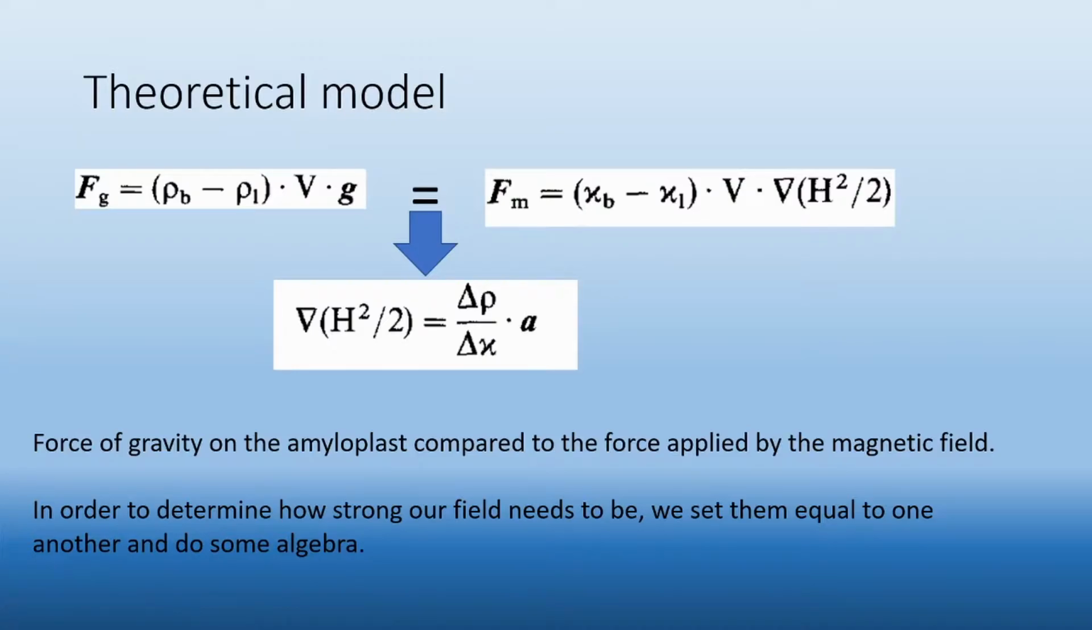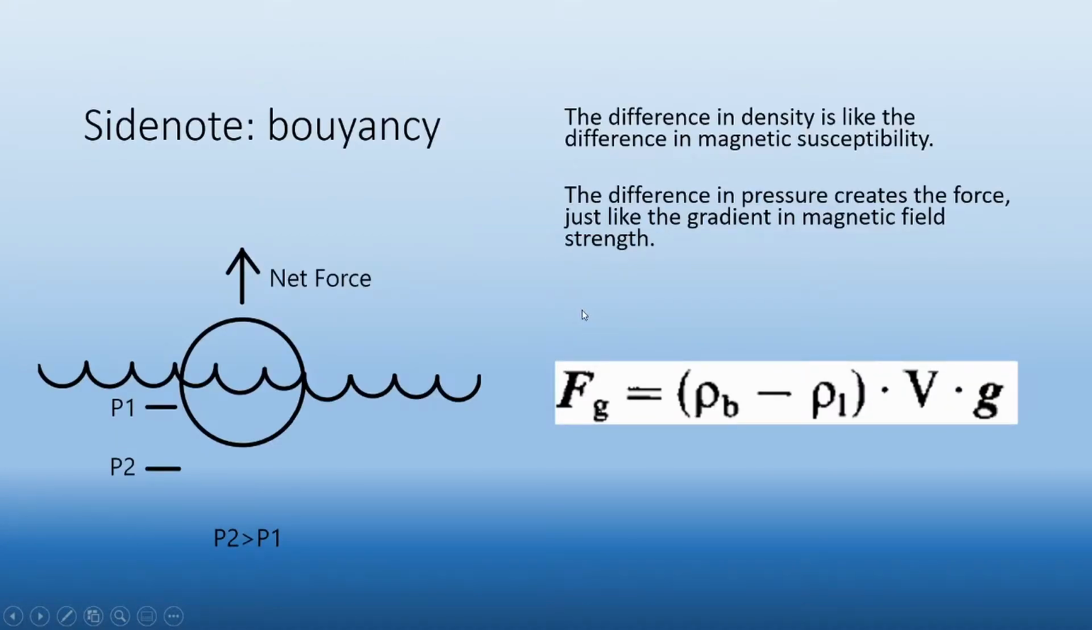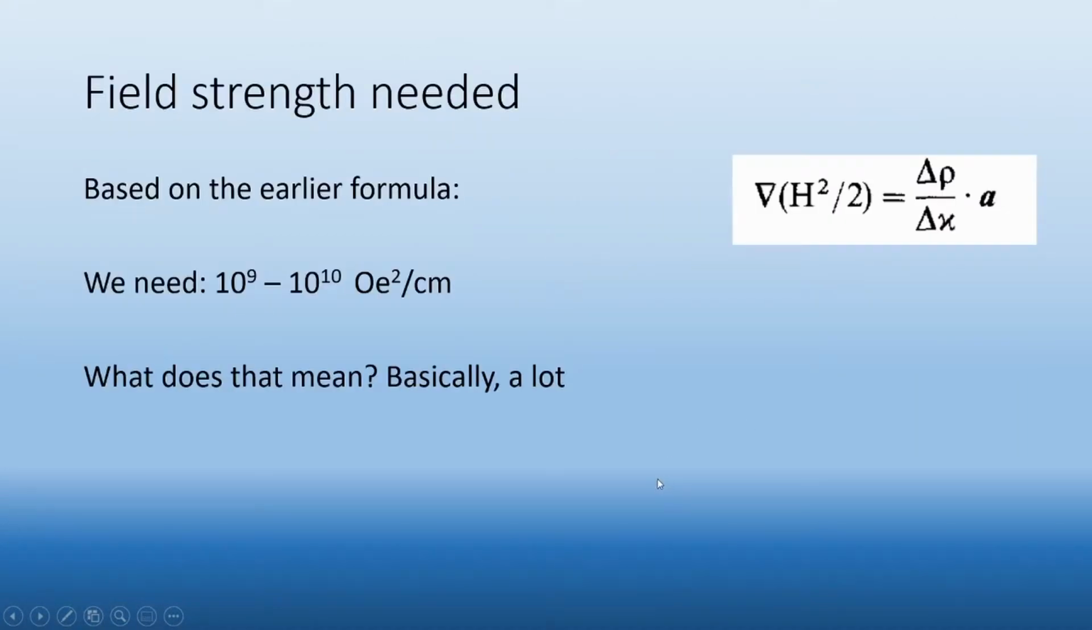And doing a little bit of algebra, the v's cancel out because they're the same thing. It's just the volume of the object. So you just get a ratio of the difference in densities to the difference in magnetic susceptibility times A. So that's acceleration, but really they just mean gravity. I don't know why they used a different letter, but I'll forgive them. We talked about buoyancy. They're very similar.